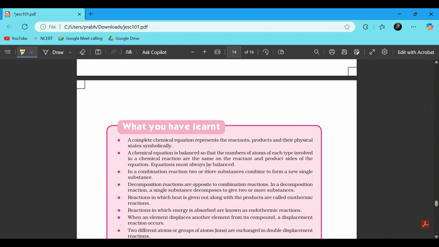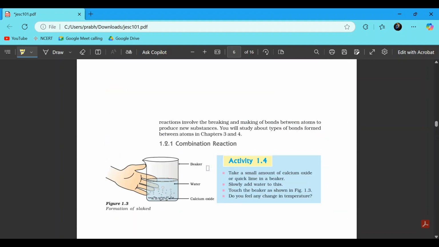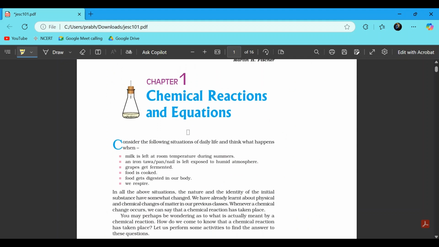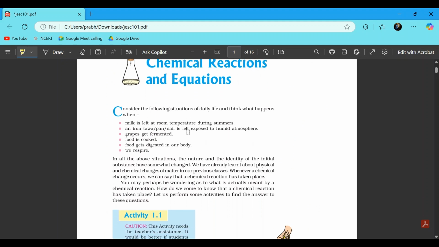So let's get started from the beginning. We will be starting from this portion, and we will cover up to 8 pages today, and then we will move to the next part. So what are chemical reactions and equations? First we will know what a chemical reaction is.